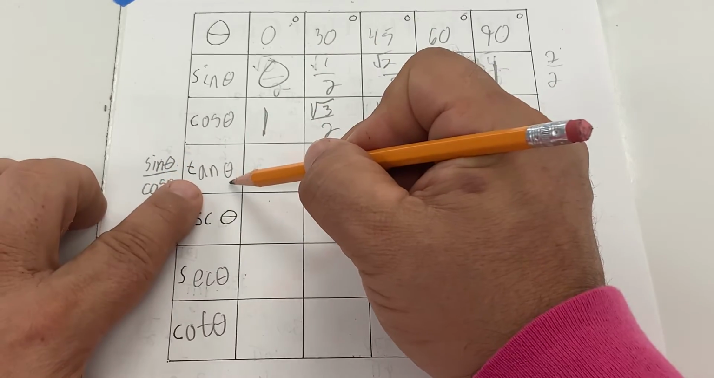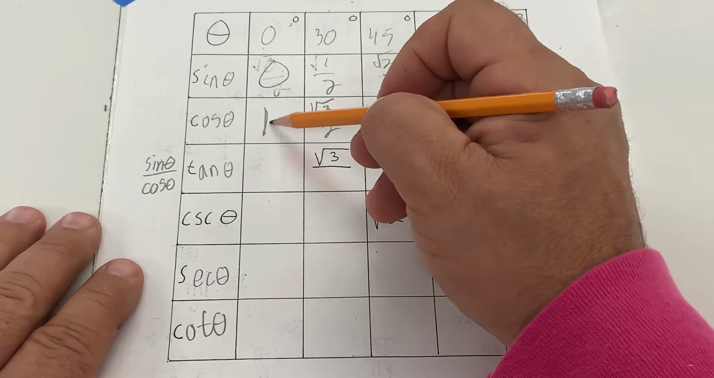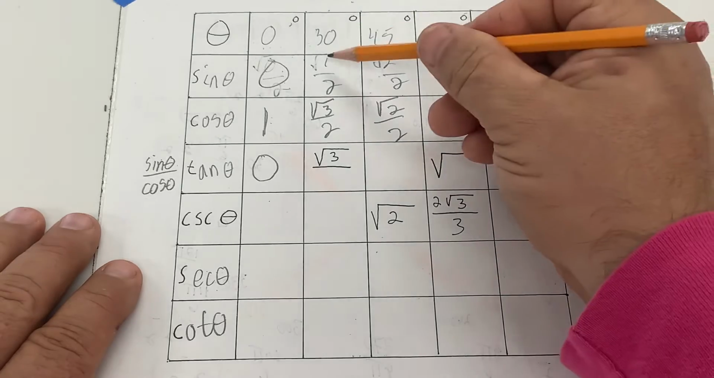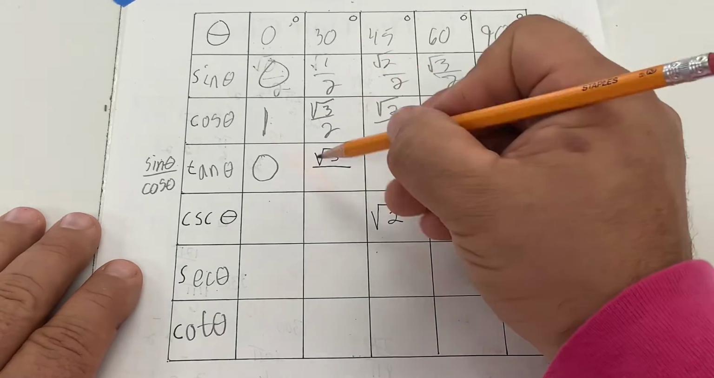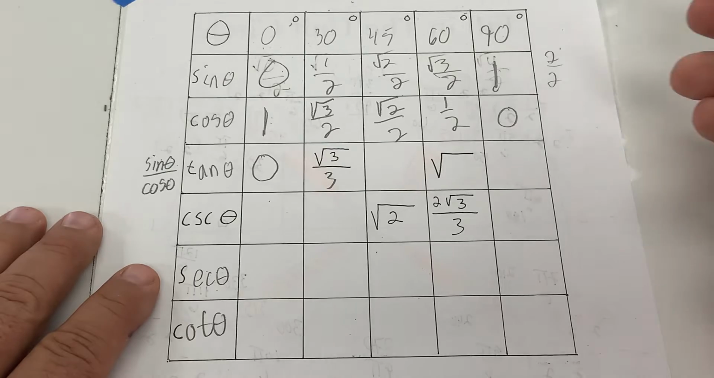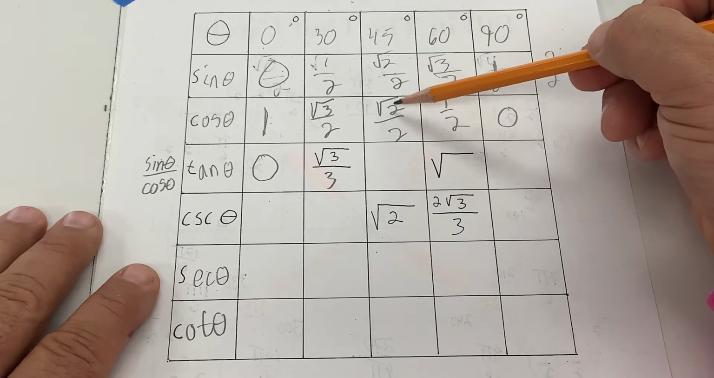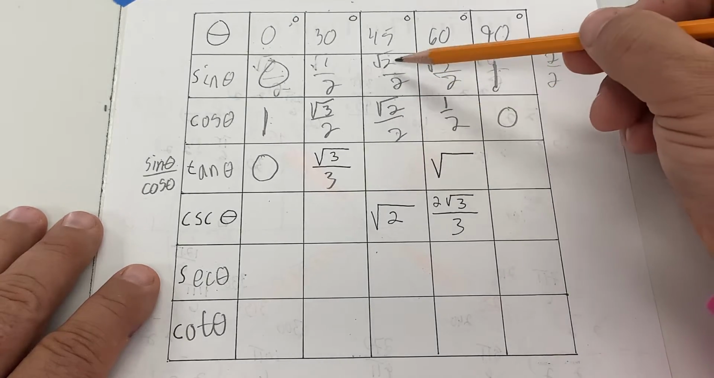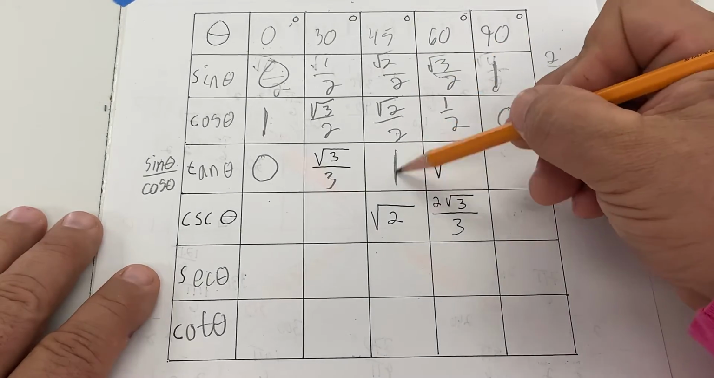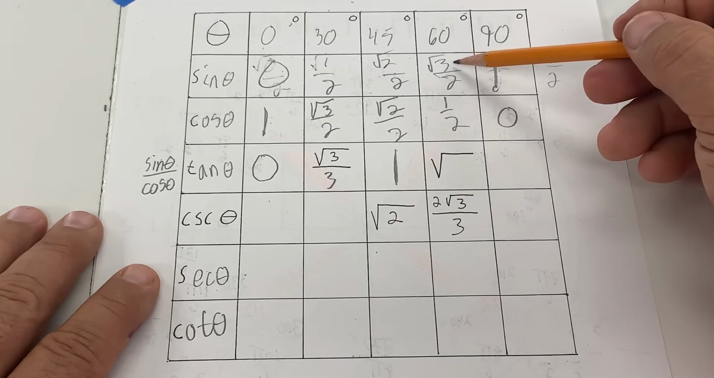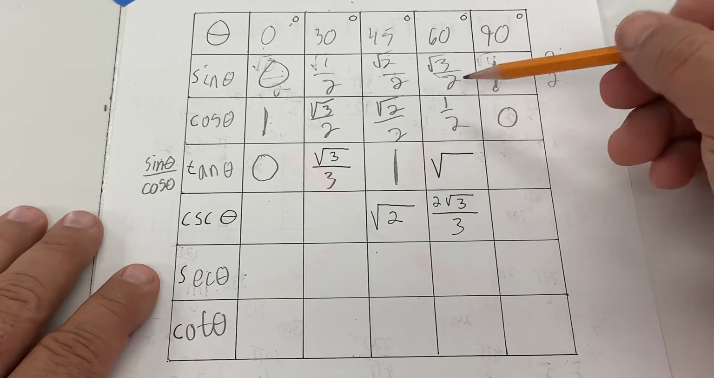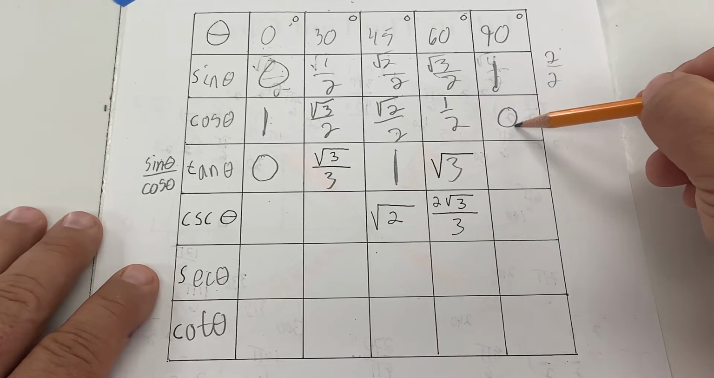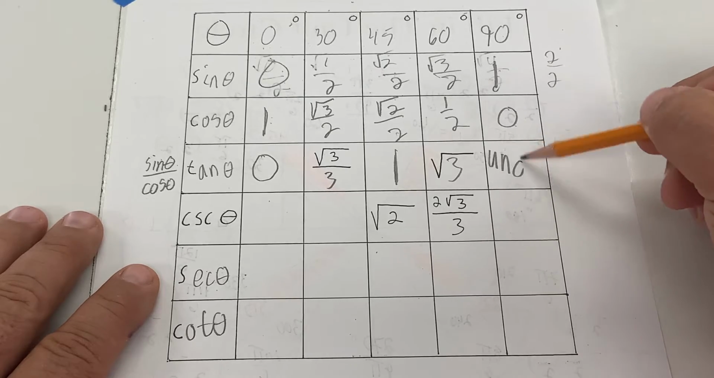To find out these tangent values, all I have to do is this 0 divided by this 1. 0 divided by 1 is 0. 1/2 divided by root 3 over 2 is going to be root 3 over 3. The square root of 2 over 2 divided by the square root of 2 over 2. Any number divided by itself is 1. Root 3 over 2 divided by 1/2, when you keep, flip, change that, you just get root 3. And then 1 divided by 0 is going to be undefined.